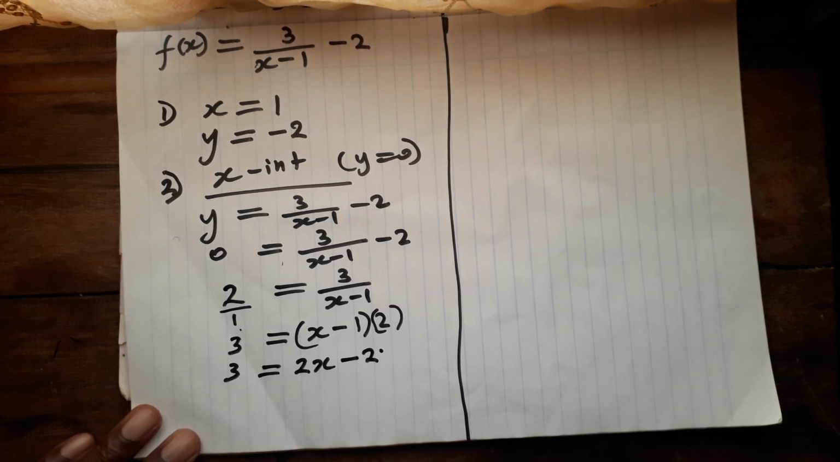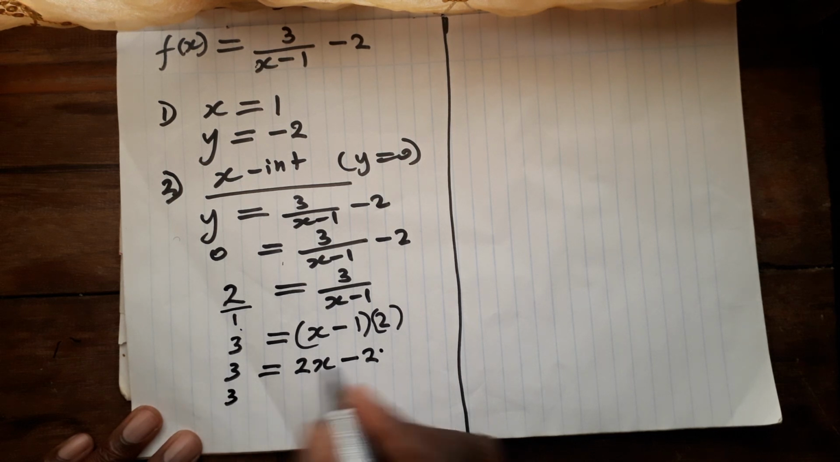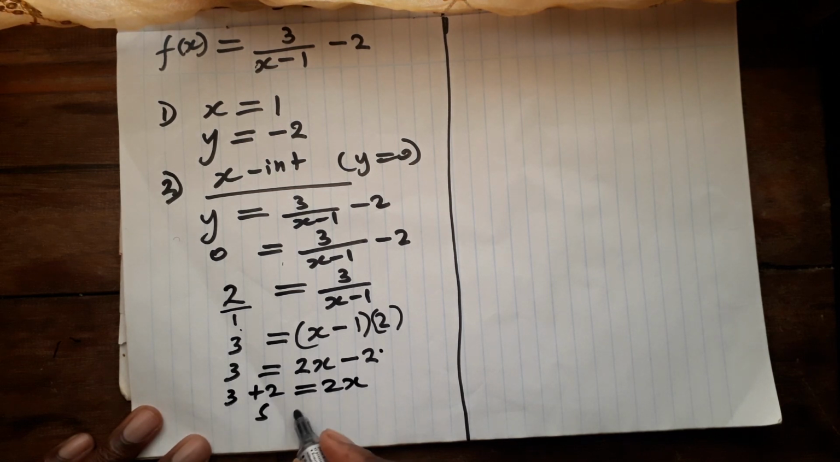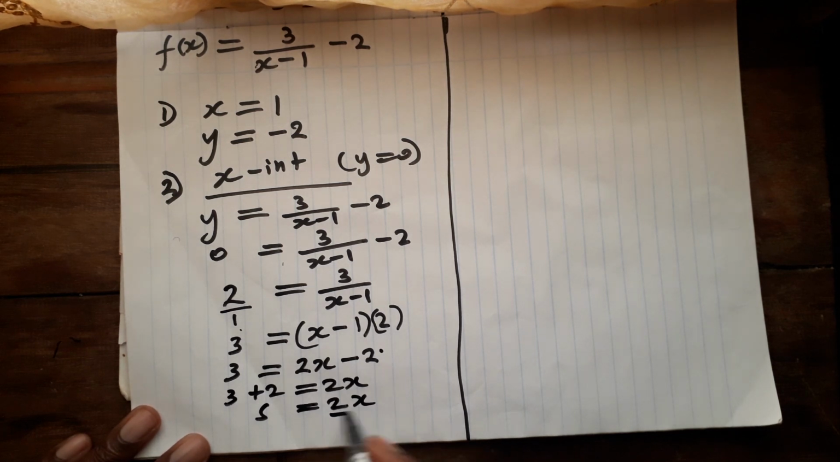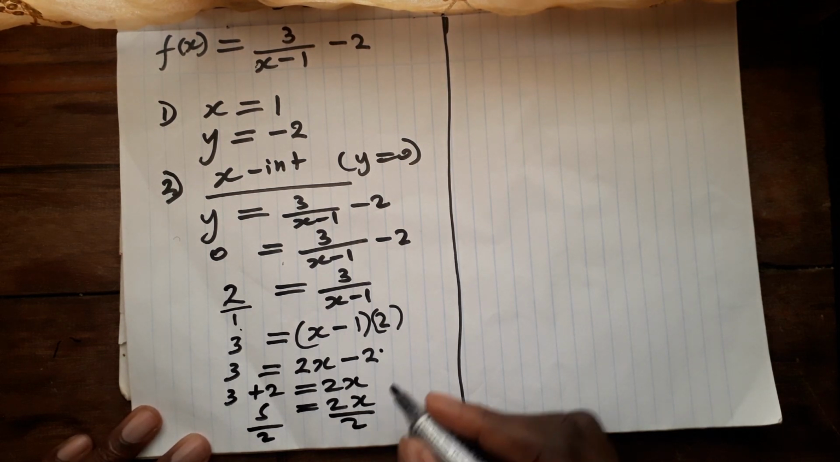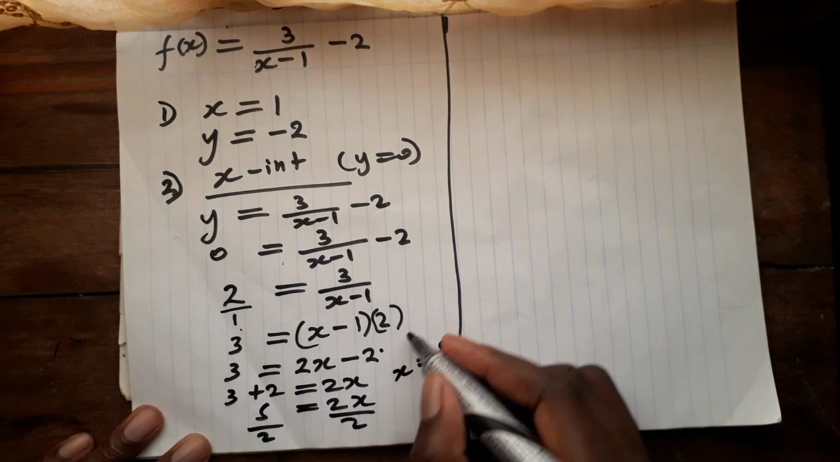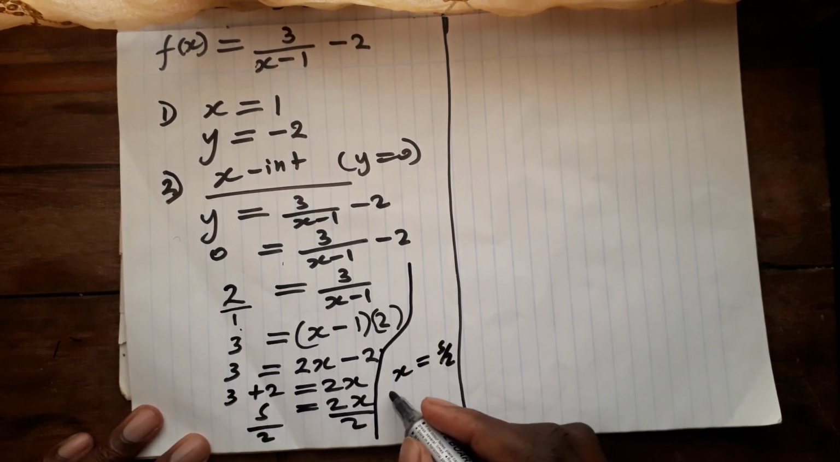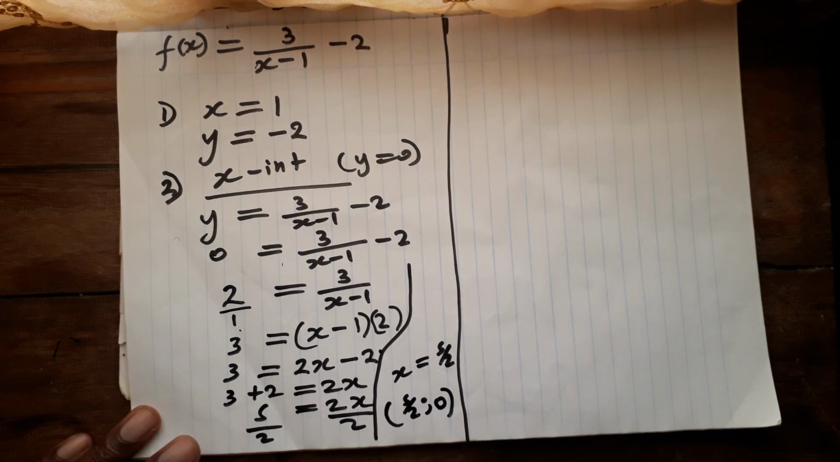Then what do you do next? We take this one to the other side. We are going to get 3, and this one is going to be positive 2, equal to 2x. This gives you 5 equals 2x. Then you divide both sides by 2. This gives you x equals 5 over 2. The coordinates are going to be 5 over 2, 0.